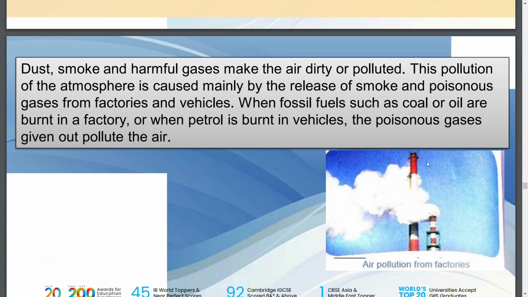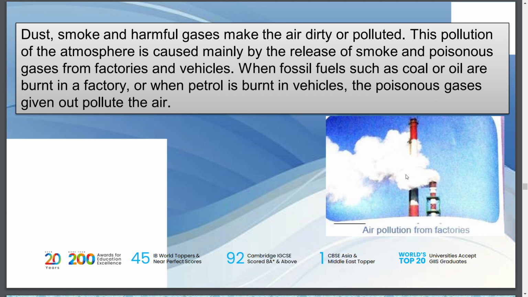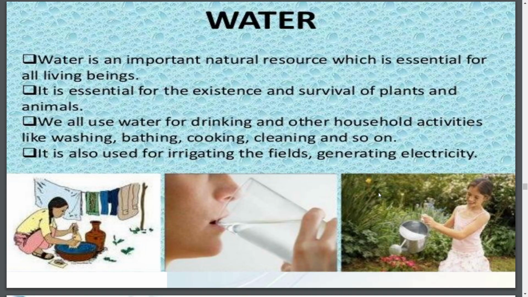This pollution of the atmosphere is caused mainly by the release of smoke and poisonous gases from factories and vehicles. When fossil fuels such as coal and oil are burnt in a factory, or when petrol is burnt in a vehicle, the poisonous gas given out pollutes the air.